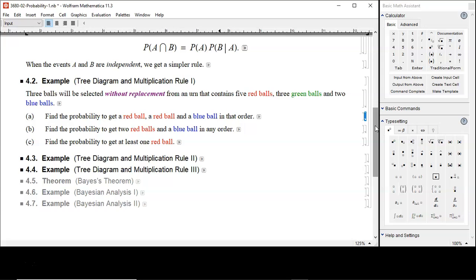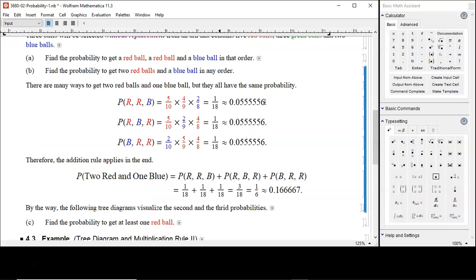Okay, what are the other problems here? Find the probability to get 2 red balls and 1 blue ball in any order. So previously, red, red, and blue. So we had to use the multiplication rule. But this time it's a little bit different. 2 red and 1 blue, so it could be red, red, blue, or red, blue, red, or blue, red, red. But each time it's a multiplication rule.